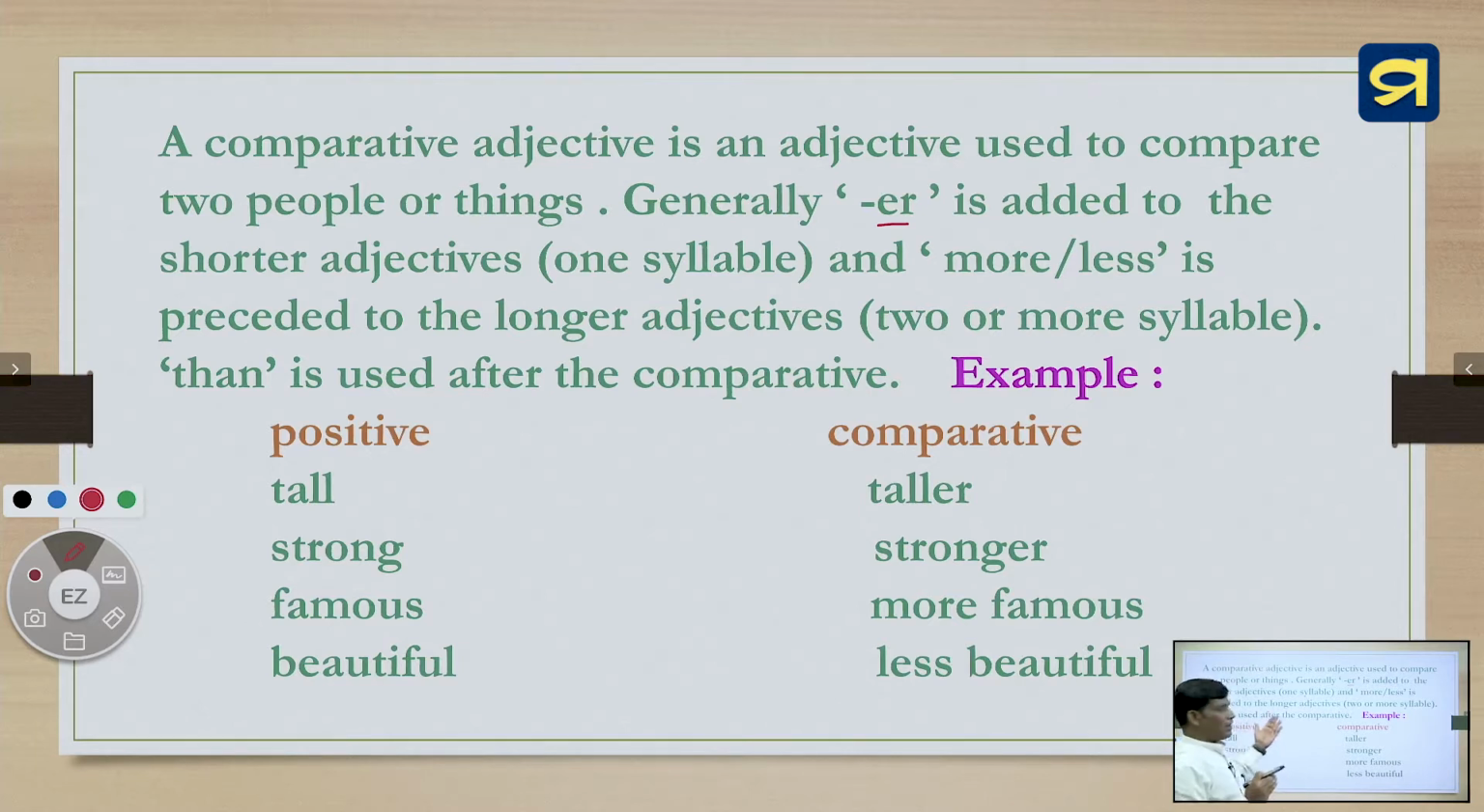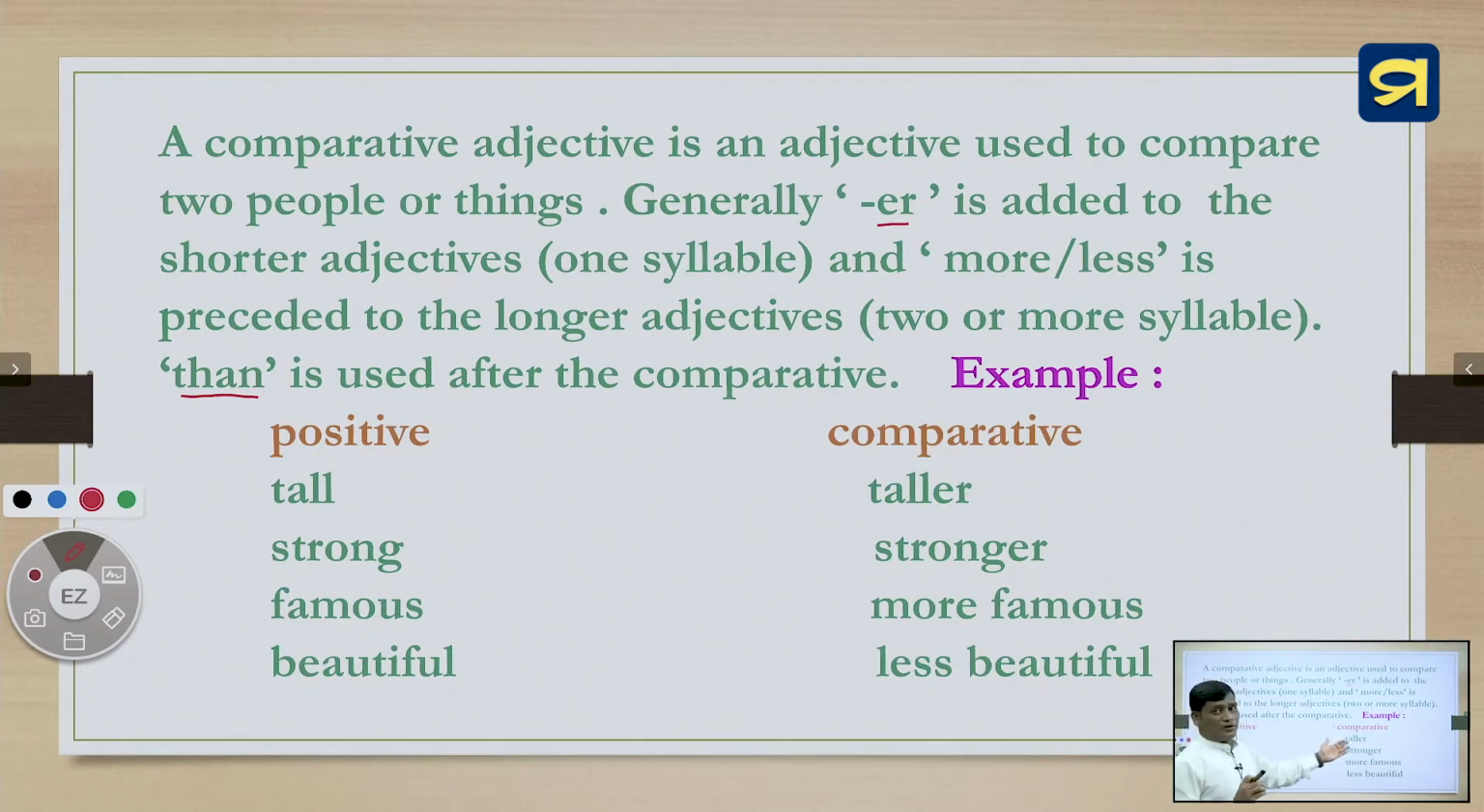Than is used after the comparatives. This word than, don't forget it. This word than is generally used in comparative degree. So, what is a shorter adjective or one syllable adjective? It depends upon the sounds. Short, strong, big. A one syllable word is called a shorter adjective. Similarly, look at the example tall. Tall is a one syllable word, or you may say it is a shorter adjective.